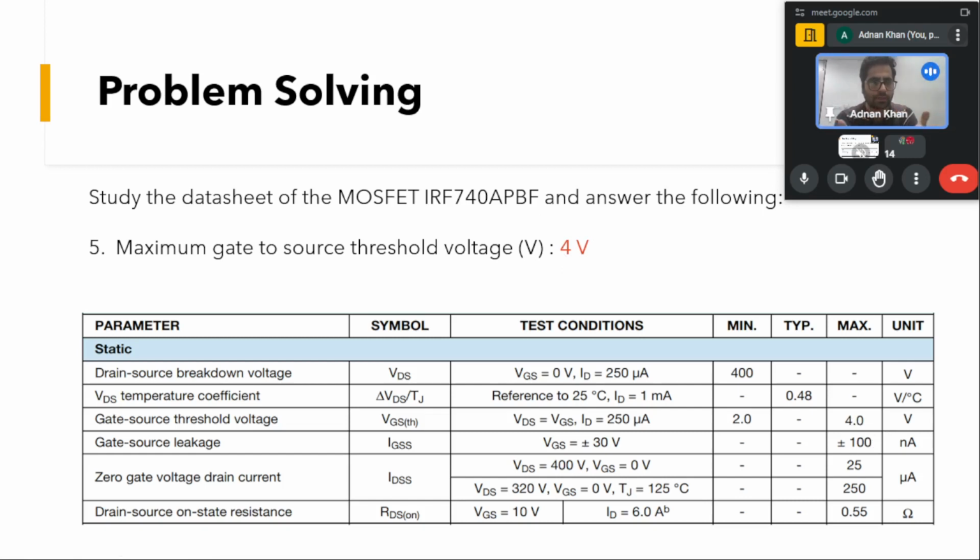You don't have to do anything, just study the data sheet and the questions that will be asked, and you will get an answer to them from our data sheet only. But you should be able to understand what we want, what is the need, and what we have to look for. That is the only thing that we have to see.